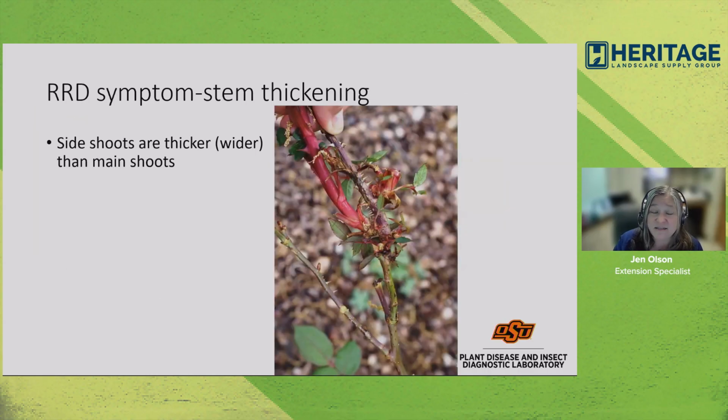This symptom called stem thickening is another really good indicator of rose rosette. In this black circle at the bottom of the photo, notice that the canes are pretty narrow, but this red one in the orange circle is much thicker and more succulent. And that's a pretty good indicator of rose rosette.